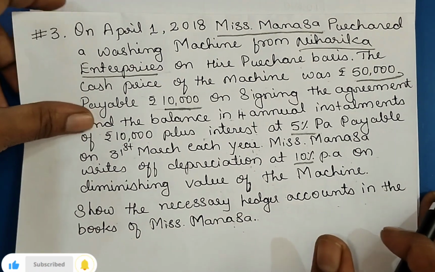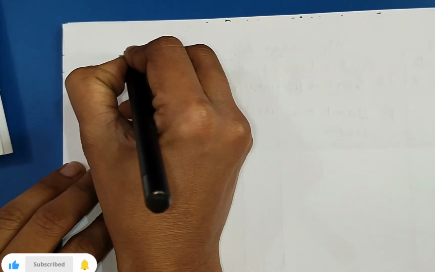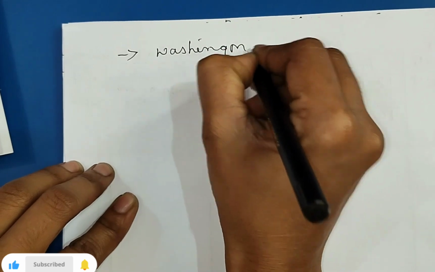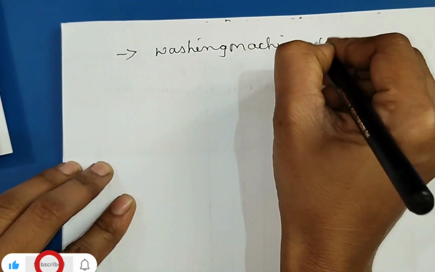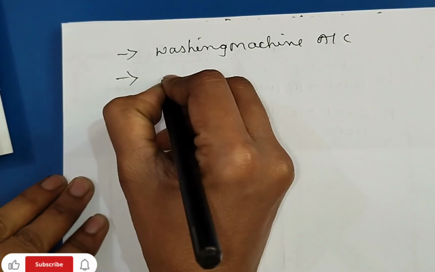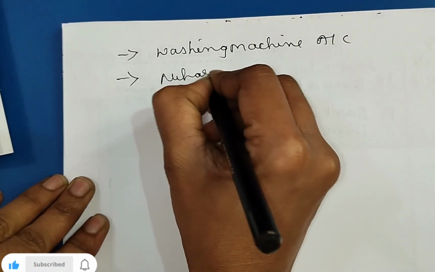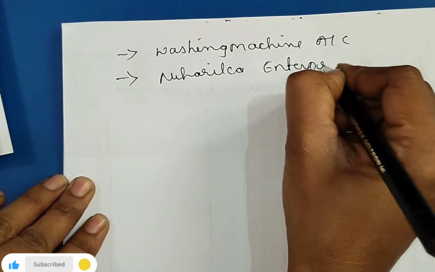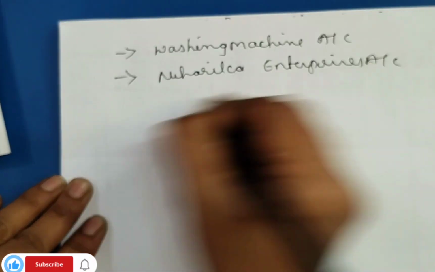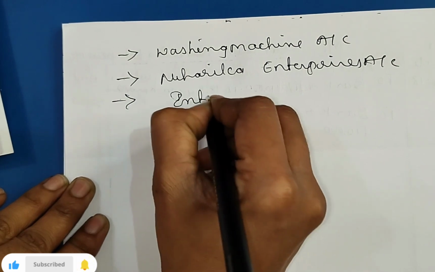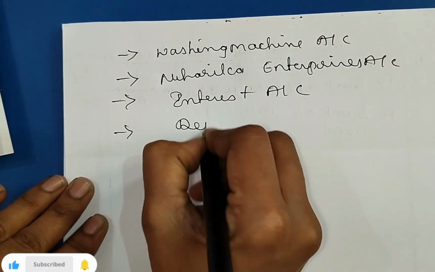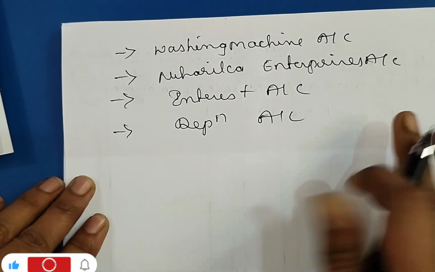So here totally we are preparing the 4 ledger accounts in the books of Manasa. The first one is washing machine account. Then the hire vendor, that is Niharika Enterprise account. Interest account. And depreciation account.